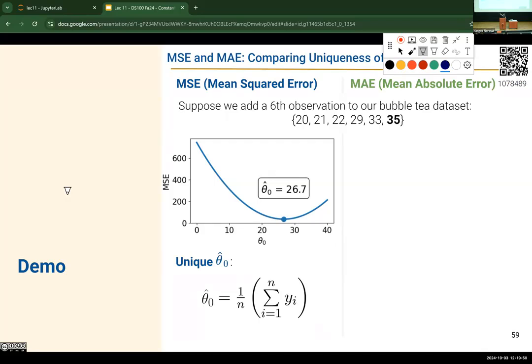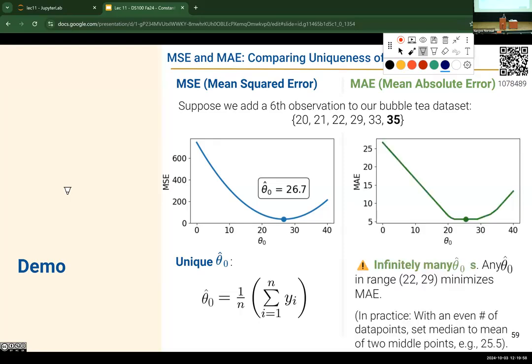The unique solution is just the average of whatever data points that I have. So it's still going to be the average. It's slightly going to be different depending on this new data point that I got. But with the MAE, what you're seeing is that because I have an even number of data points, I have infinitely many optimum points between the two middle points. In practice, what we would say is that we're going to take a look at the middle of those points as the value that we can use.